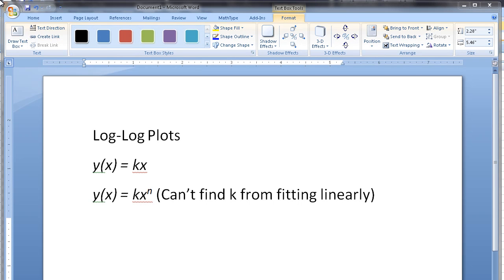Hi, this is a second follow-up tutorial. Today we're going to talk about log-log plots.